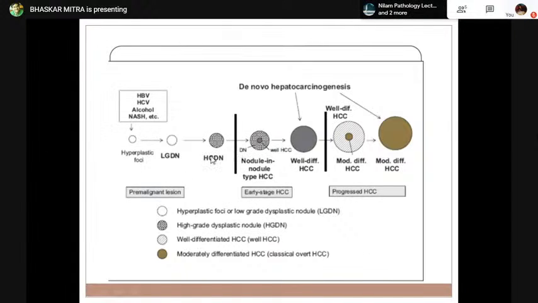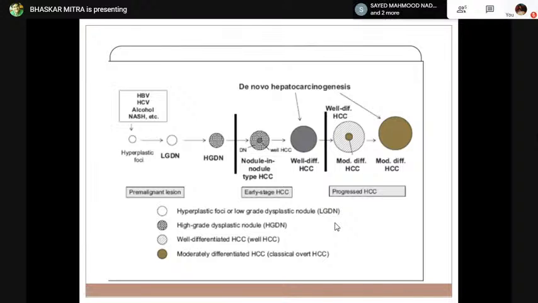The dysplasia may be low grade or high grade. In those dysplastic nodules, there may be formation of a small focus of hepatocellular carcinoma within the nodule. Then we term it as nodule in nodule appearance or early stage hepatocellular carcinoma, and then it goes on to the small hepatocellular carcinomas, that is progressed hepatocellular carcinomas, and finally the final one. So these are the terminology we have to keep in our mind clearly.